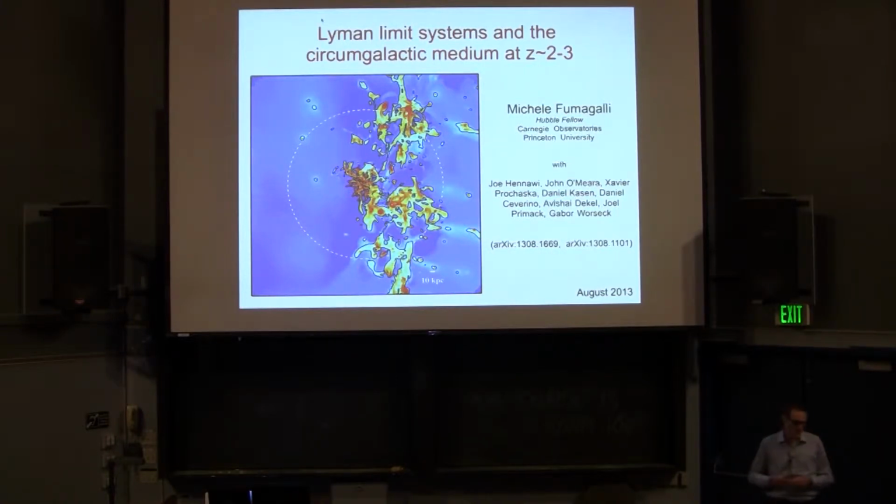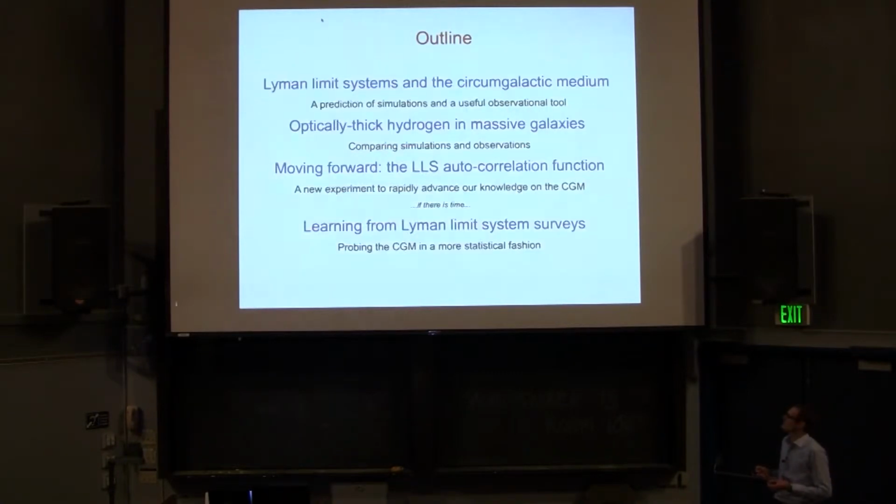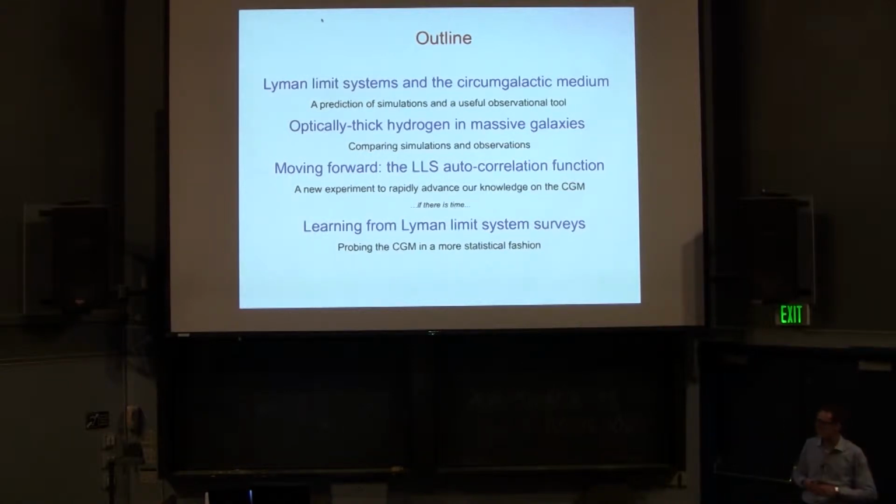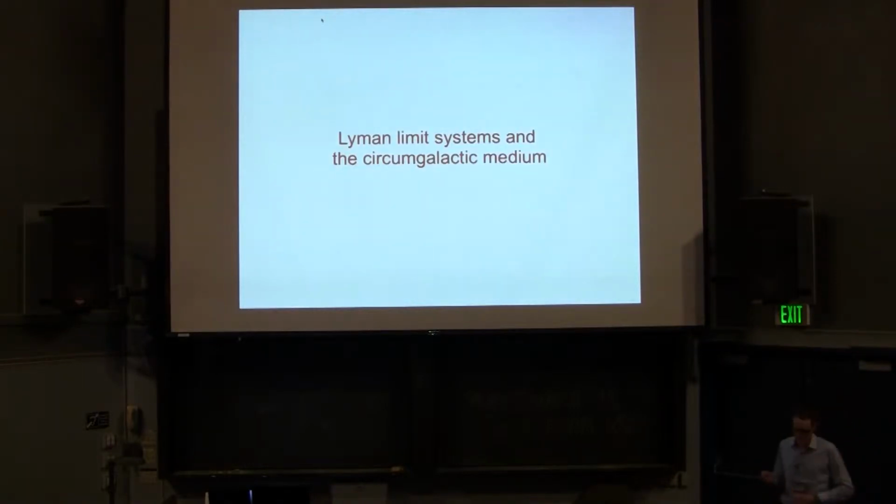So by now we are all experts on absorption line systems. We're all experts on the circumgalactic medium. So I'll very briefly go through the introduction, and I will actually focus on a bit more quantitative analysis comparing numerical simulations and observations. In doing that, I will highlight a couple of areas where we probably need to focus our attention and do a little bit more work. And towards the end of my talk, I will also propose an experiment to advance our understanding of how gas is distributed around galaxies. So let's get started.